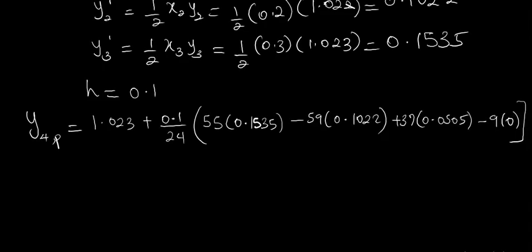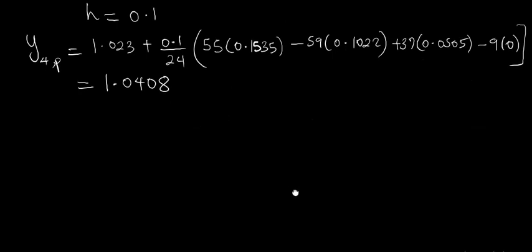And if you compute all of this, I already have the value, and this is going to give me 1.0408. Now this is the predicted value. We have used the predictor to predict this value. Then we now use the corrector scheme to correct this value.